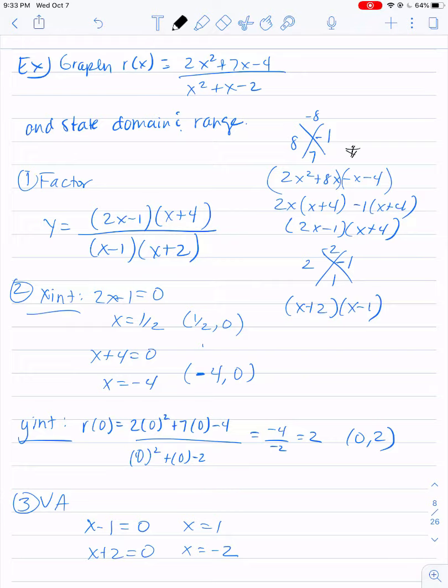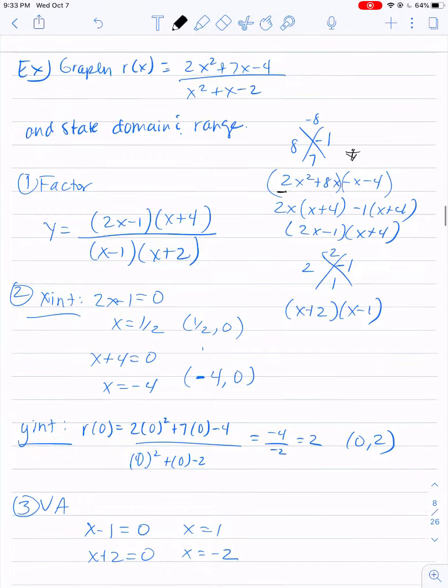And I factored here on the side. Make sure you look at that and know that it makes sense. Know that you're able to do that because our coefficient isn't 1 here, so the factoring is a little bit different.